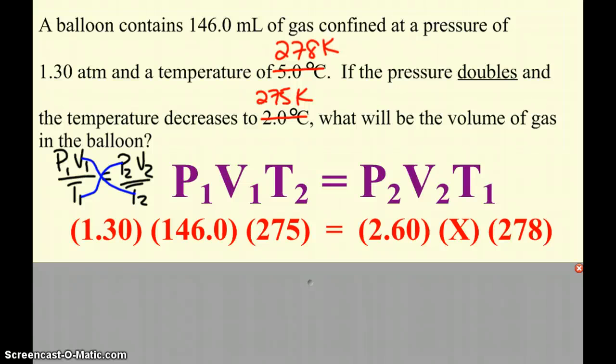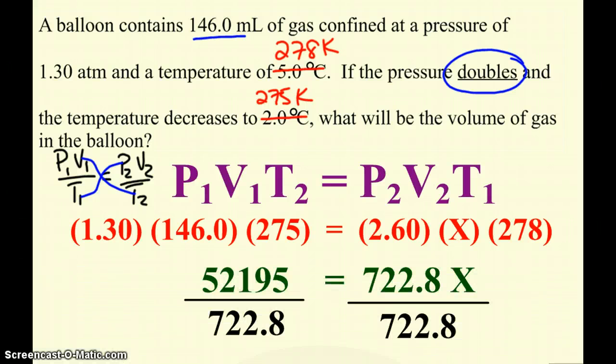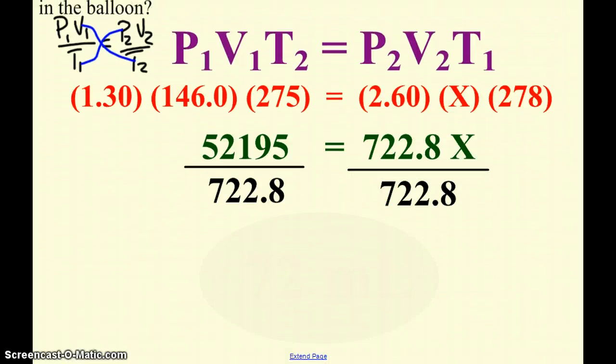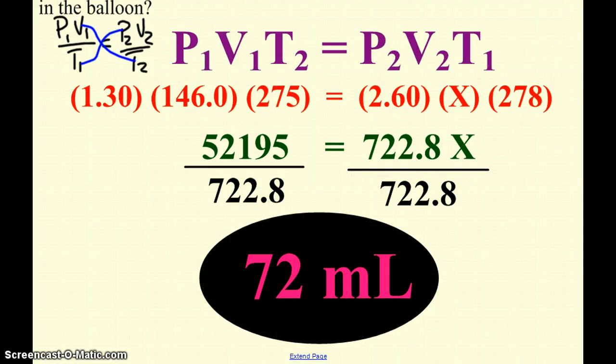Now, even though we're talking about three variables here, it still doesn't hurt to engage your brain. The temperature is not changing much, but the pressure is doubling. So when I see that and I'm looking at the volume, well, to me, adding that much more pressure, we know that increased pressure compresses the gas, so the volume's going to have to go down. So I'm looking to find an answer less than 146 milliliters. And so when I multiply both sides, then I divide by the 722.8 so I can solve for x, I get an answer of 72 milliliters.